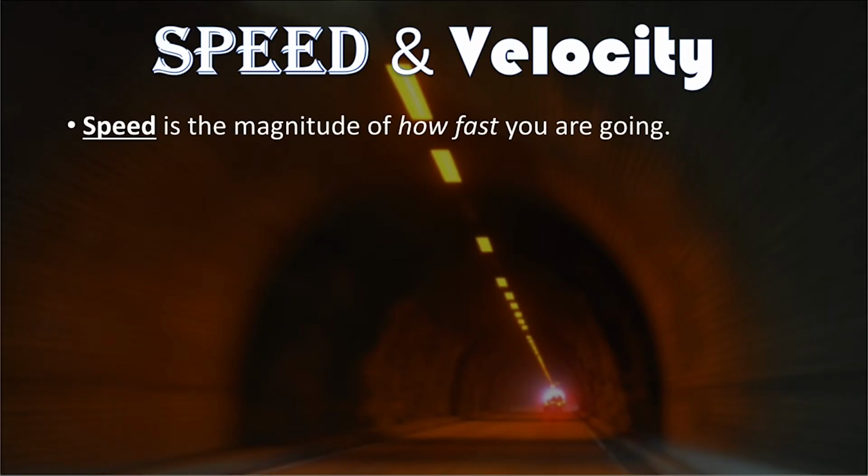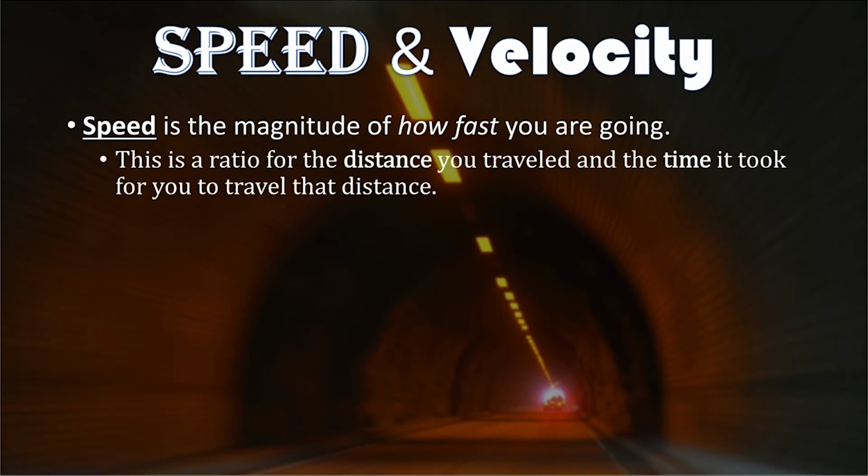All right, so speed is basically the magnitude that represents how fast you're going, and you probably already knew that. Now, the technical definition of speed is the ratio of the distance you traveled and the time it took you to travel that distance. If we were to put it mathematically, speed is distance divided by time, and that's how you would figure out how fast you're going. How much distance did you cover, and how much time did it take you to cover that distance?